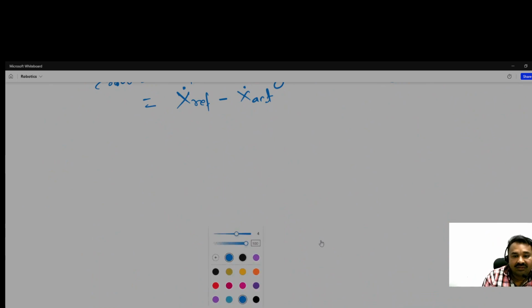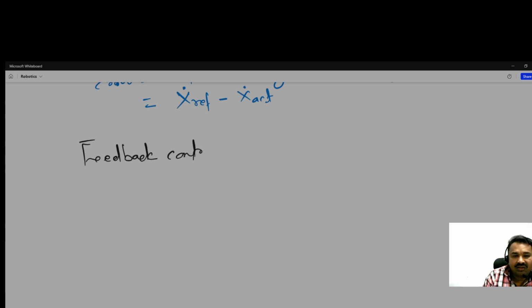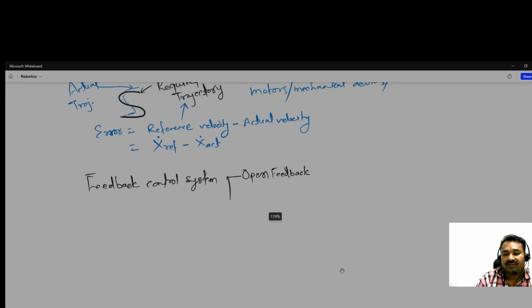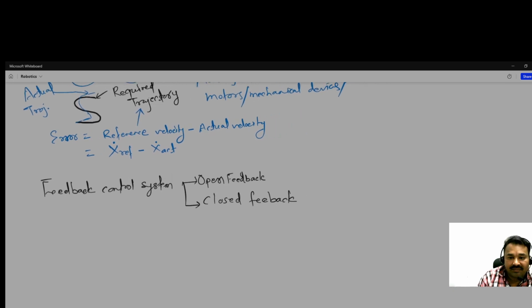So feedback control systems can be divided into open feedback and closed feedback. Okay, and let us understand this with the help of a block diagram.